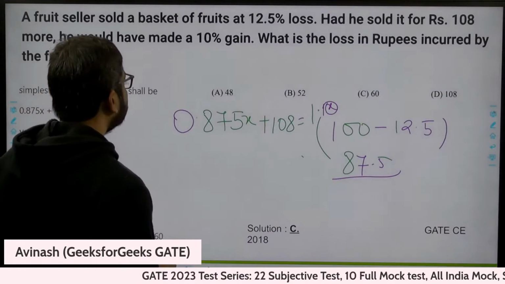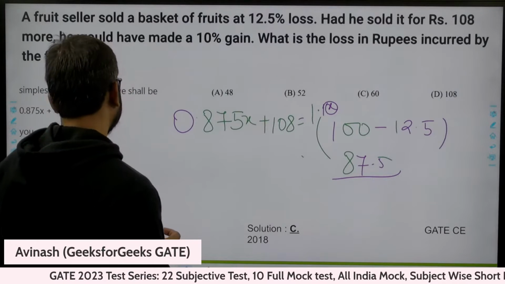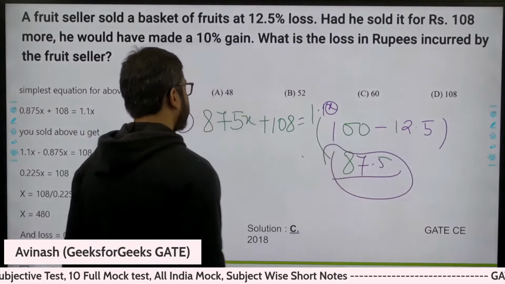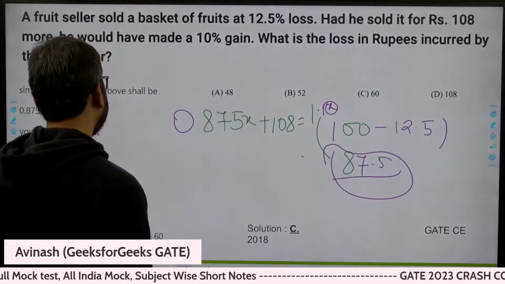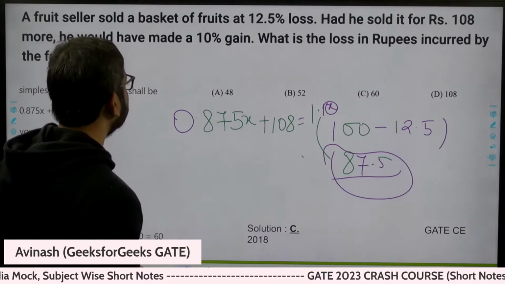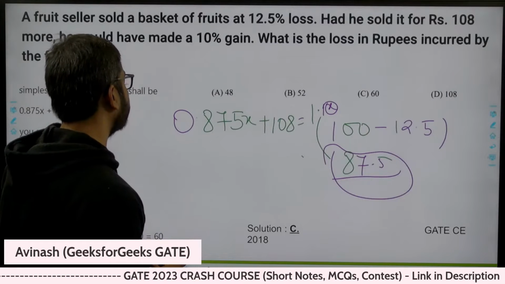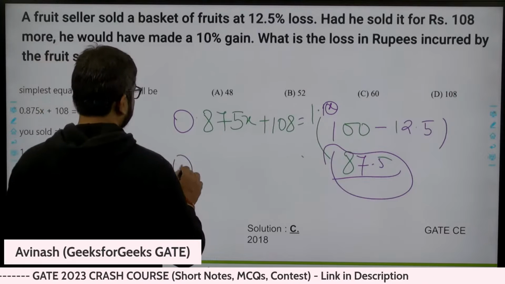Now we have to find out what the loss in rupees is. So basically, how much was the loss? This is the loss now. 87.5 is the price, and how much loss is this, as a 12.5% loss? In the format of a percentage.